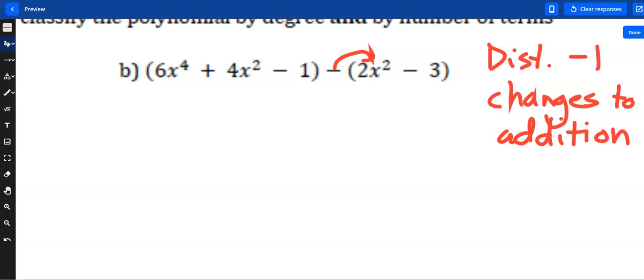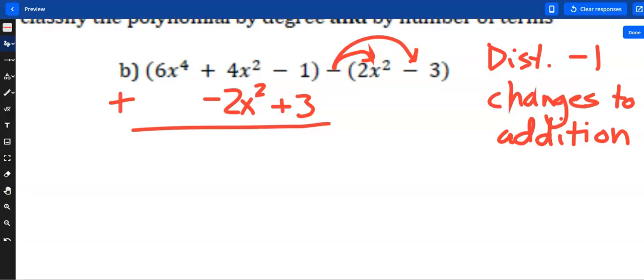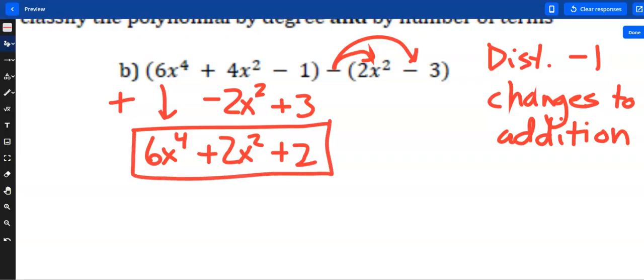So I want to line things up like that, minus 2x squared, right? Minus 1 times 2x squared is going to be minus 2x squared. Put it in the column it belongs in. And then that minus 1 times that minus 3 makes a plus 3. Now, add down the columns, right? There's nothing to add to that one, so it's 6x to the 4th. And then in the middle, we have 2x squared. And then at the end, we have a plus 2. So, just line things up.